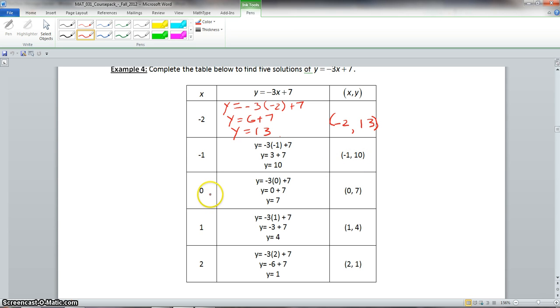Now we do the same for 0. Substitute in 0 for x. We still write the same equation again, but this time x becomes 0. So negative 3 times 0 is 0, plus 7, and y is equal to 7. So our ordered pair is x is 0, y is 7. Now we go down here and substitute in 1. We have negative 3 times 1, which is negative 3, plus 7 is 4. So our ordered pair is 1, 4. And finally we substitute in 2. We have negative 3 times 2, which is negative 6, and negative 6 plus 7 is 1. Our ordered pair is 2, 1.